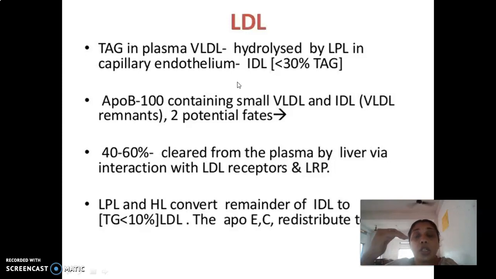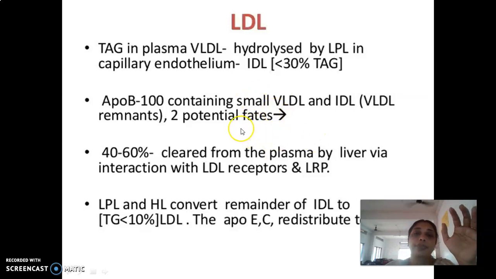Right? So when the fat content is reduced, naturally, the density increases. So when more and more TG is released out of the VLDL towards the surrounding tissues, the density slowly starts increasing. As a result, VLDL will be converted into intermediate density lipoproteins. So that's how the IDL is formed in the body.